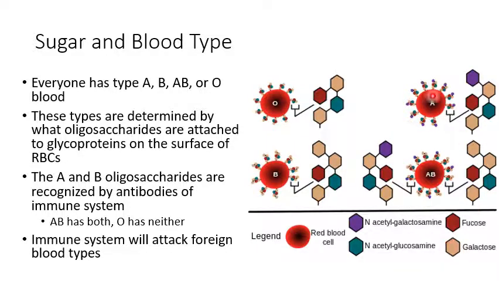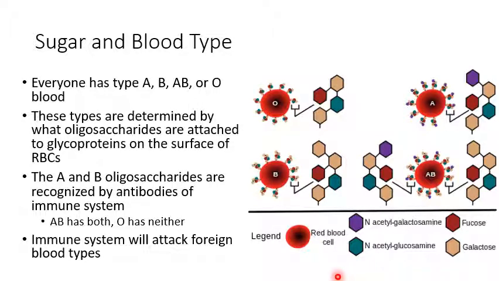So that's shown in this diagram here. Everybody starts off life with red blood cells that have the O oligosaccharide on their surface. And the O oligosaccharide is shown right here. It's this little diamond-like pattern of 4 different monosaccharides bound together. And you can see the identity of those monosaccharides down at the bottom.